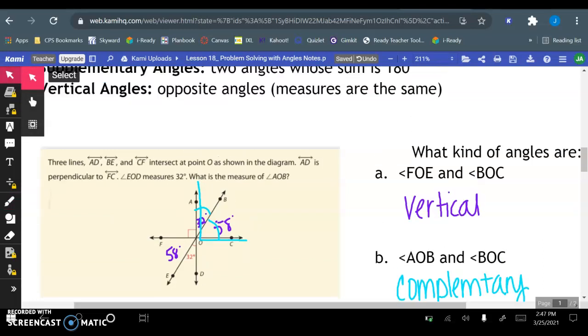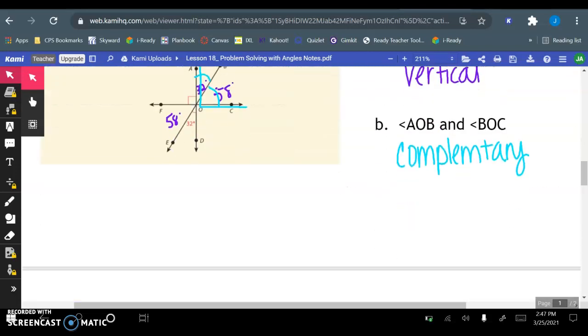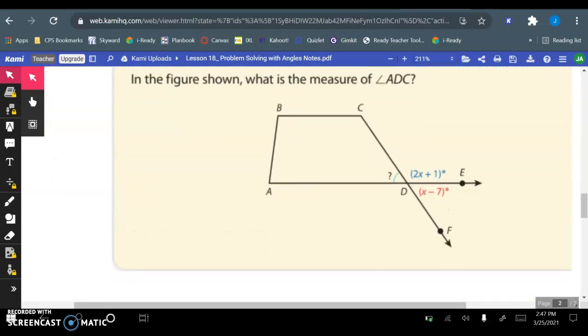Now, how do you remember which one's complementary and which one's supplementary? The easiest thing I think of is alphabetical order. C comes before S in the alphabet, so C is going to be the smaller of the two. You have to remember the 90 and the 180, but if you think about their spots in the alphabet, C is before S, so C is smaller. So complementary is 90, supplementary is 180. Just a hint to help you out there.